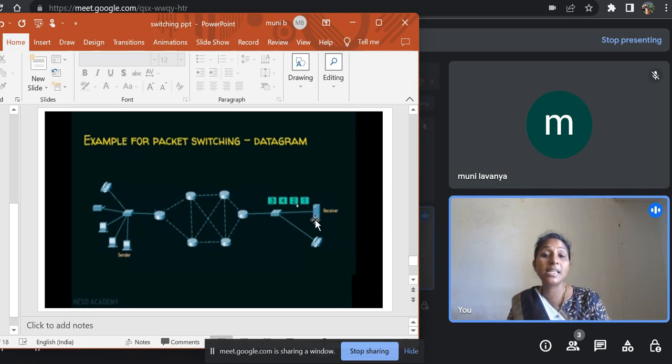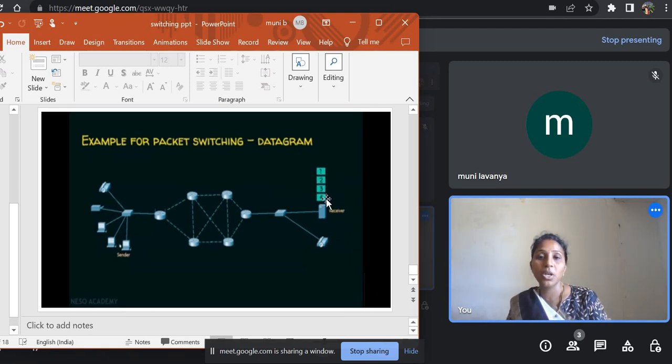Here the receiver receives all the packets. After some time all the packets have reached the receiver, in the order 1, 2, 4 and 3. The third packet arrived after the fourth. So the receiver reorders the datagrams with the help of the sequence number, and again it is reordered as 1, 2, 3, 4. In this way the receiver receives the data in the various switching techniques.